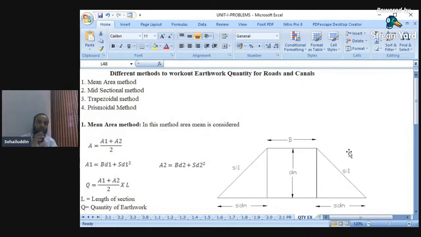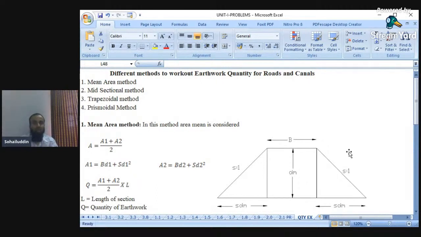So how do we find this out? There are various methods, and these four methods are important. The first two are most commonly used: the mean area method and the mid-sectional area method, or simply the mid-sectional method and the mean area method. The third is the trapezoidal method, and the fourth is the prismoidal method.